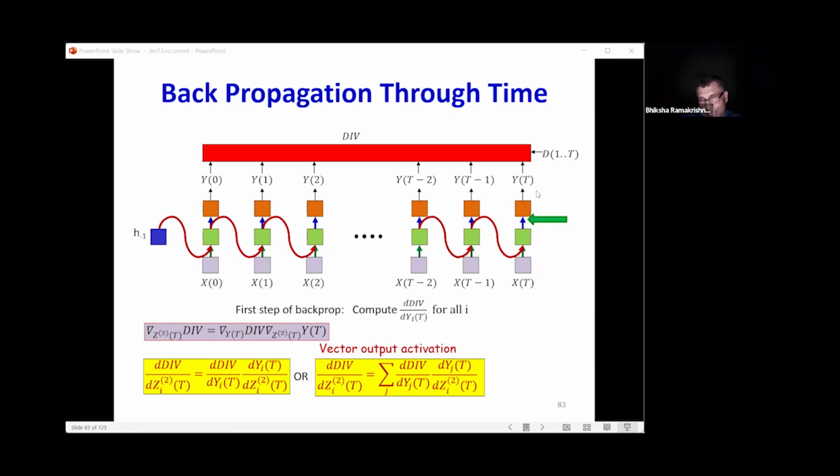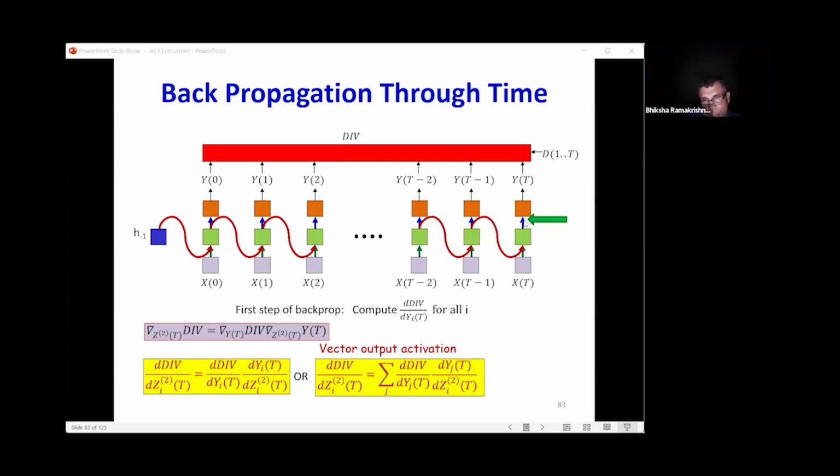Or have I lost you guys? Okay. And then what would I compute next? Once I have the derivative here, what would I compute next? Anybody? Which way would I go?